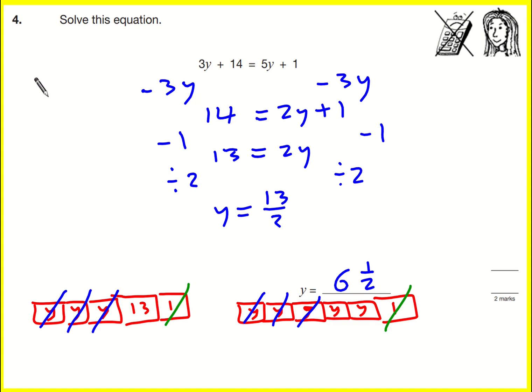One way that I have seen people solve this is to realize that the difference between these two y's is 2y, and the difference between these is, well, minus 13. And then people have gone straight to writing this down, but make sure you have this approach sorted ultimately, because it's needed for more complicated equations with minuses in as well, and so on.